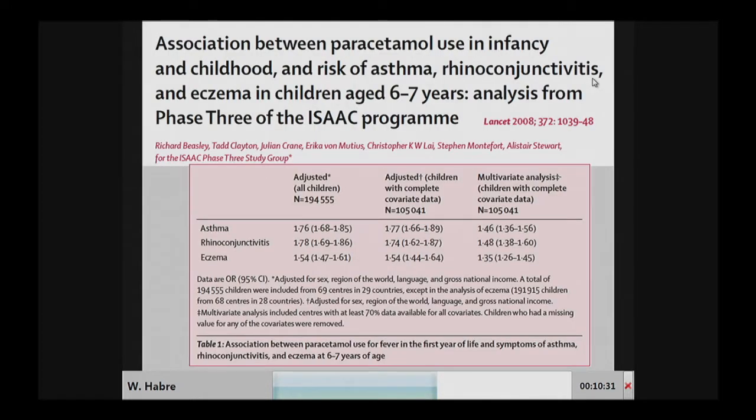So what should you know clinically? The first study that highlighted the potential association with asthma and allergy was published in The Lancet, from a huge study, the ISAAC study. They demonstrated, even if you adjust for sex, region of the world, language, national income, etc., that there is an association between the use of paracetamol in infancy and childhood and the occurrence of asthma at 6 to 7 years, eczema, and rhinoconjunctivitis.